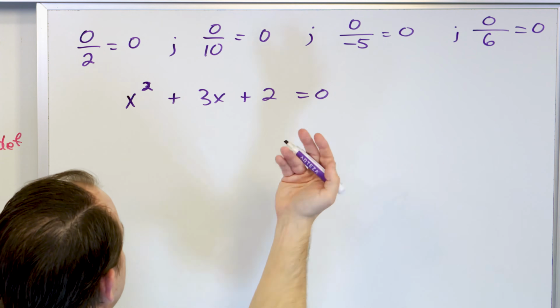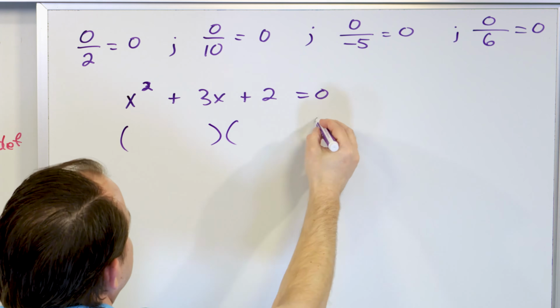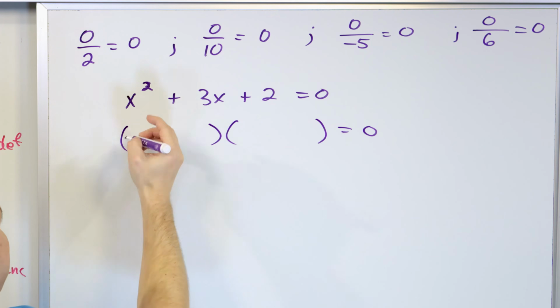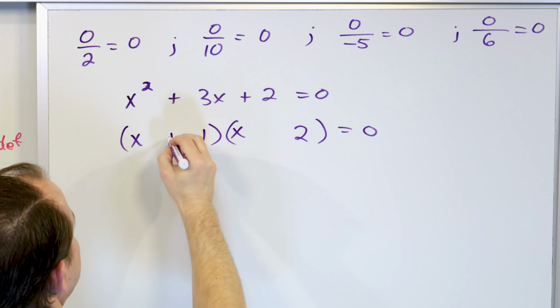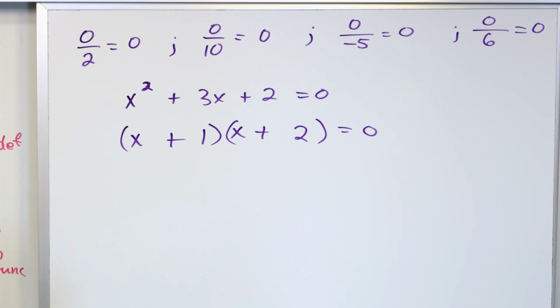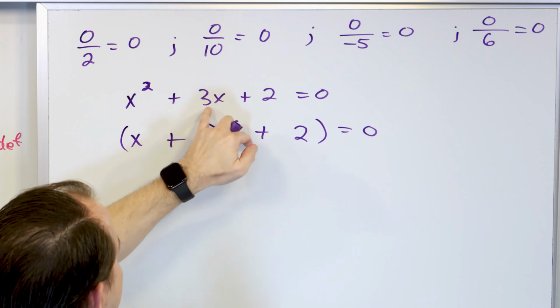How do we find this? Well, we can factor it. We factor and solve. We've done this before. That's why we learned that skill already. x times x gives me x squared. 1 times 2 gives me 2. The only thing that works is plus and plus. So you see, when I multiply this out, I get exactly what I had before.